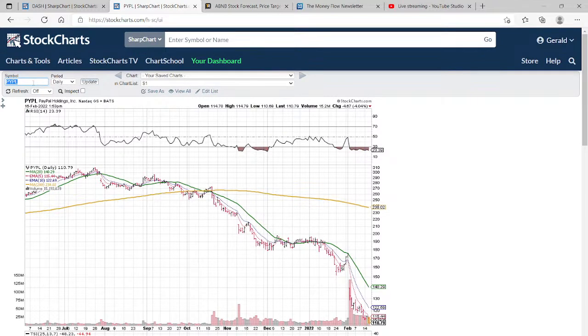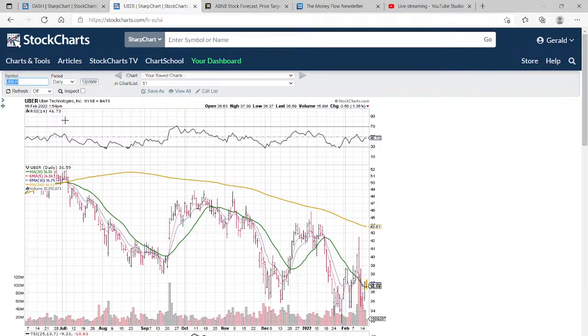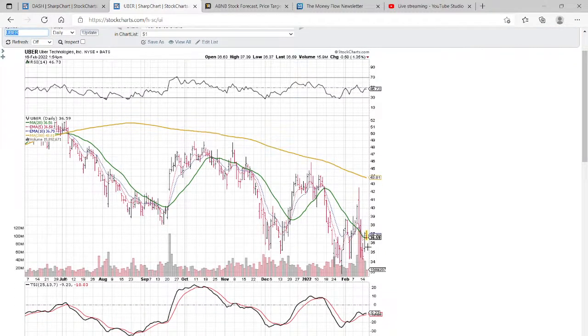It's not time yet. I added to Uber today. So if you're in the Money Flow gang, you should have got a text from me. Uber still holding the 20. Now, this position for me is rather large, but I just feel like I need to take advantage of this price dip. So I only bought 3 shares. I literally bought, it was like $112.